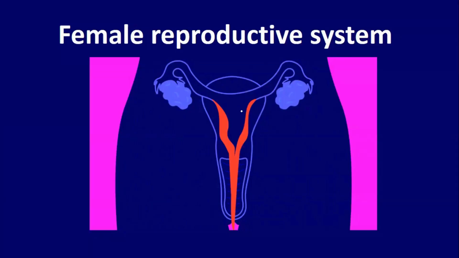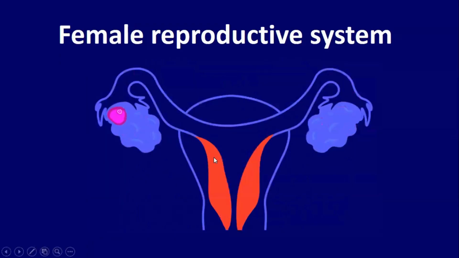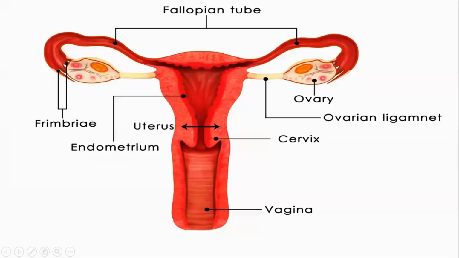Everyone, this is a very important topic for IGCSE, and today we are taking a topic from the female reproductive system. In today's short video, we will just explain the different parts of the reproductive system. So you can see the diagram which has important parts of the reproductive system. Here is the diagram that has all the parts in detail.